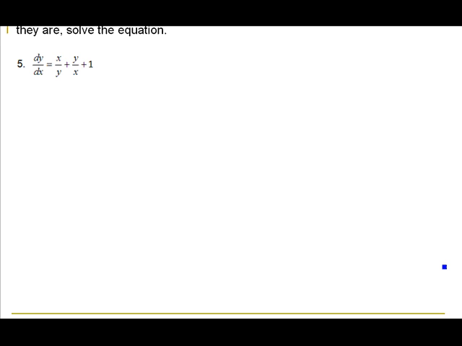Number 5. Notice on number 5 also we have these fractions. We have x over y and we have y over x. If you test this to see that it's homogeneous, you'll see that it is homogeneous.